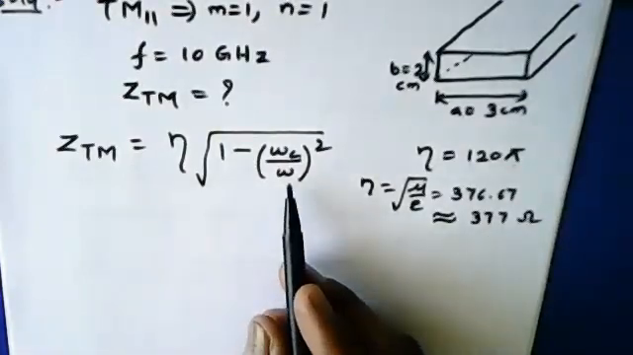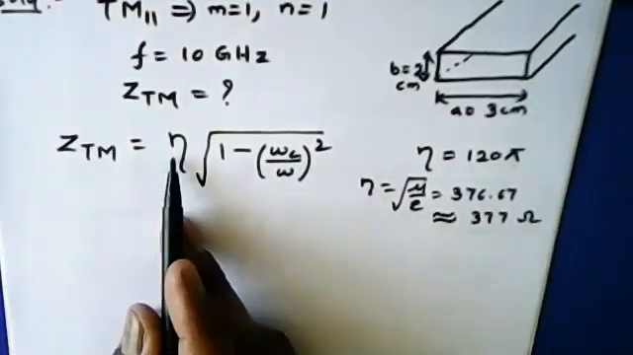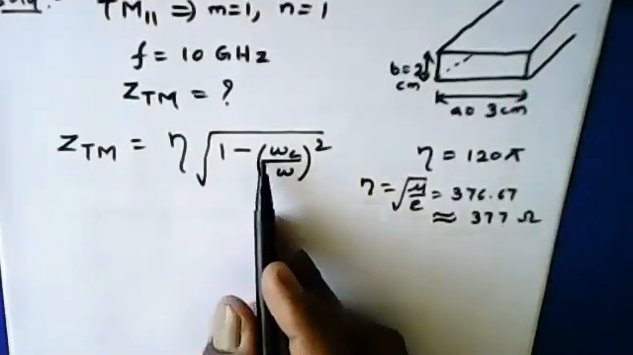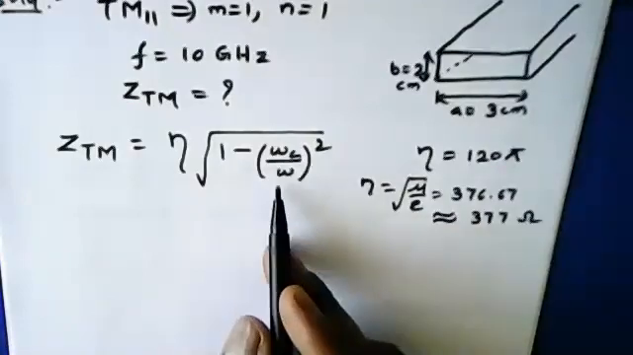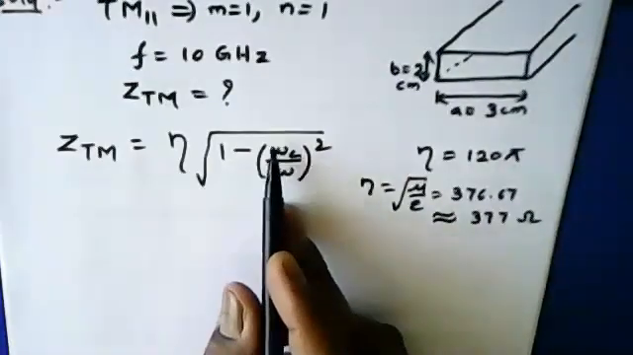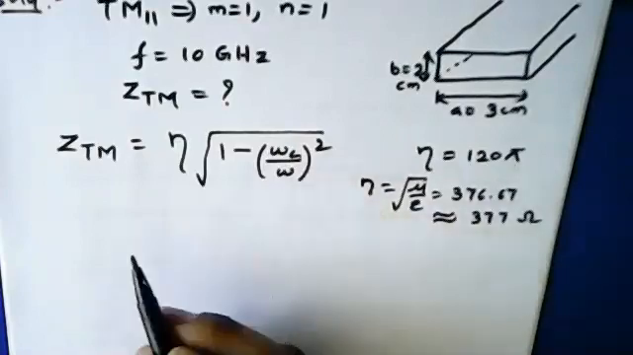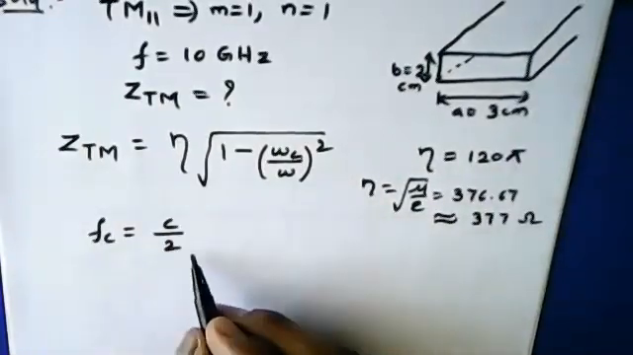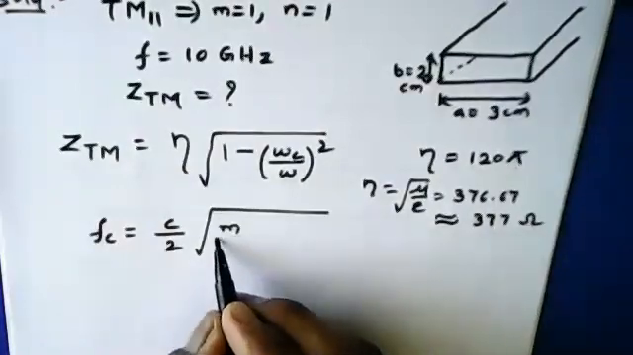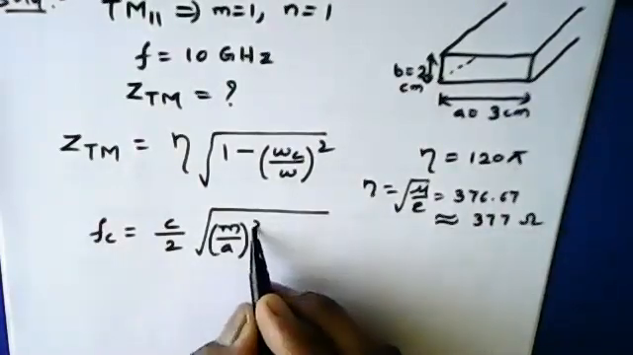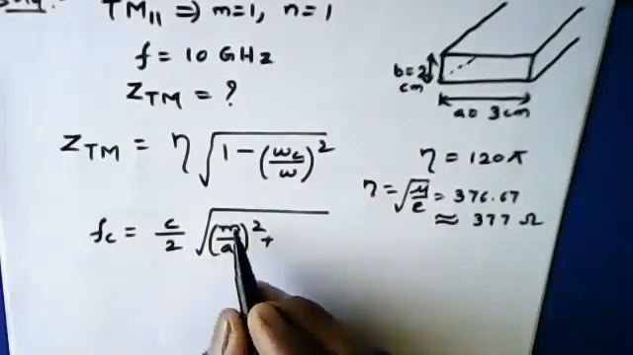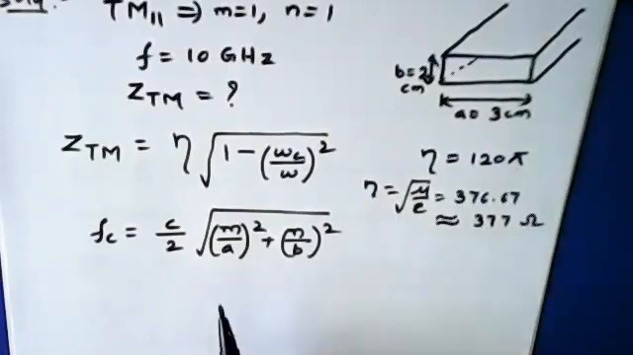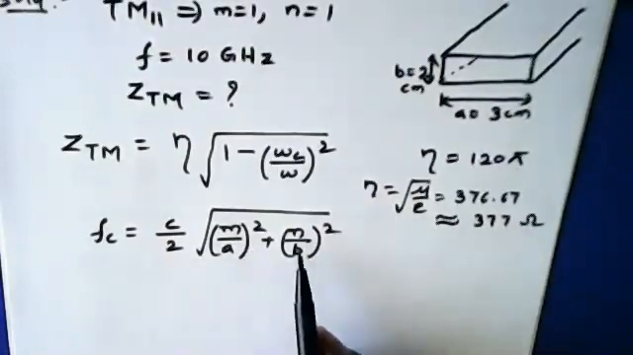F is given, eta is known. Omega can be written as fc by f, as 2 pi gets cancelled. F is given as 10 gigahertz. We don't know the value of fc here. To calculate fc, once again we have to make use of the cutoff frequency expression, as it is the same for both TE and TM. It is fc is equal to c by 2 root of (m by a) whole square plus (n by b) whole square. Then both are ones here.